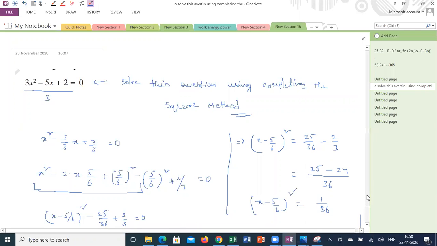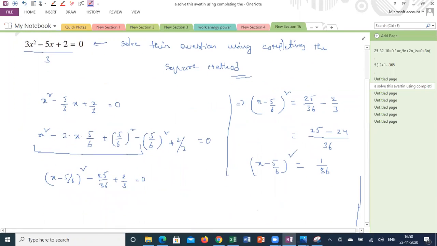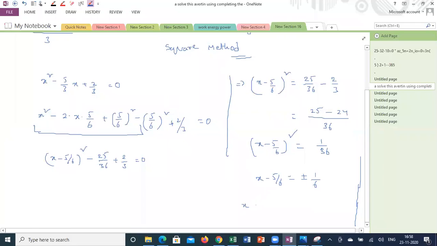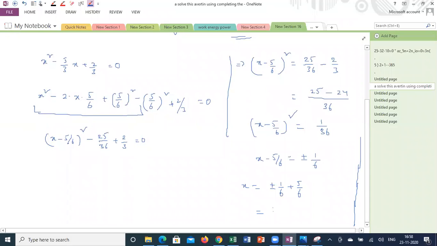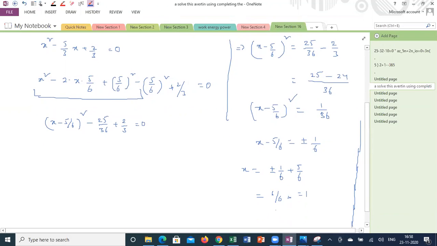So after making it a complete perfect square, x minus 5 by 6 is plus or minus 1 by 6. So x is equal to plus or minus 1 by 6 plus 5 by 6. If I take the plus answer, 6 by 6, that is 1. If I take the minus answer, minus 1 plus 5, 4 by 6, that is 2 by 3. So the answer is 1 comma 2 by 3.